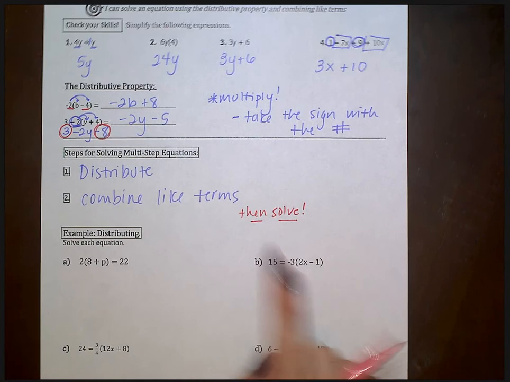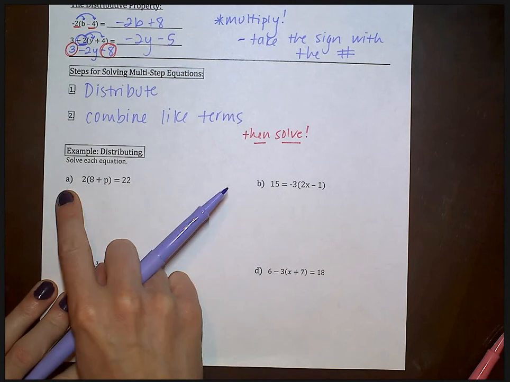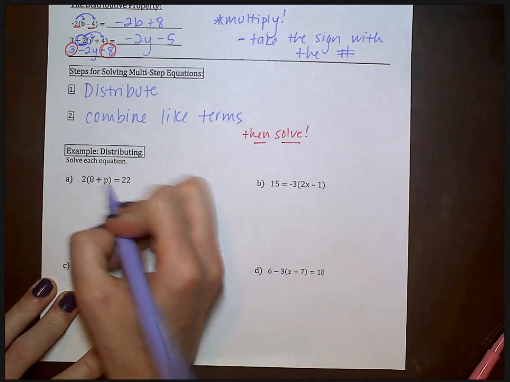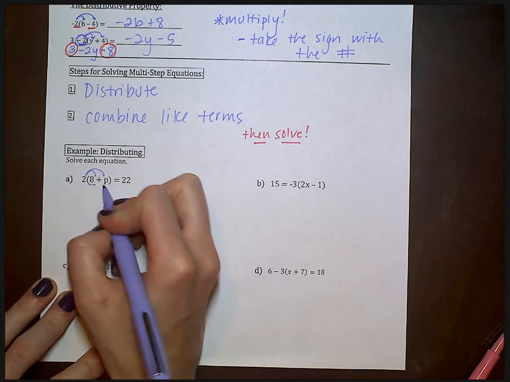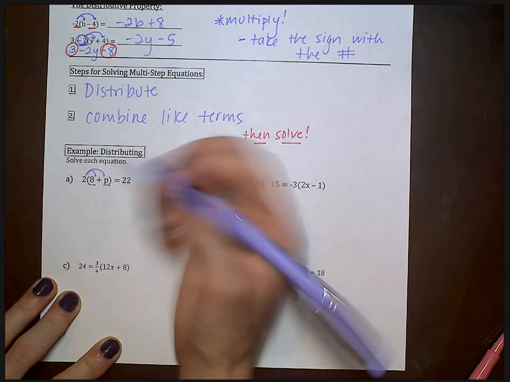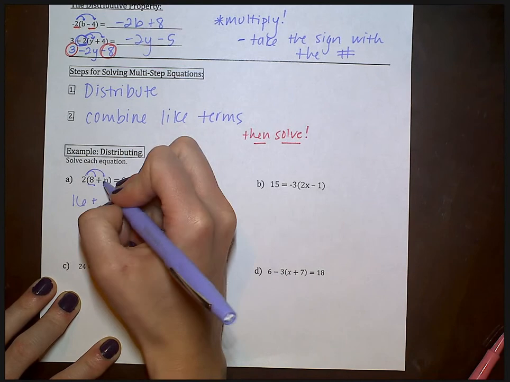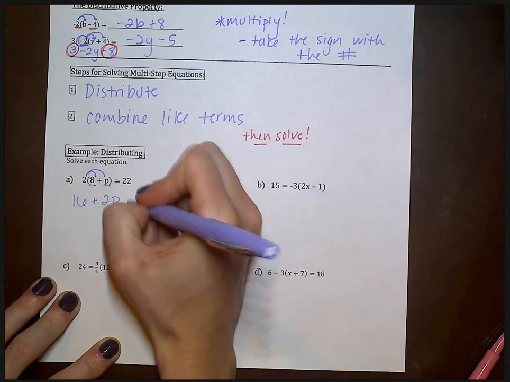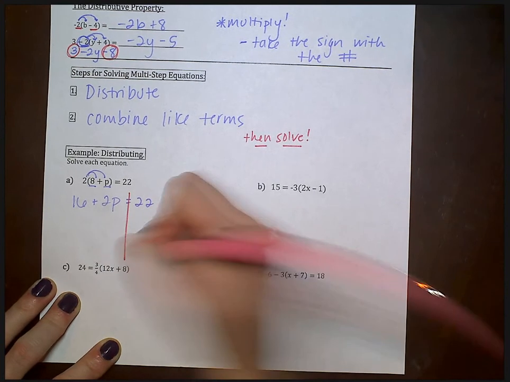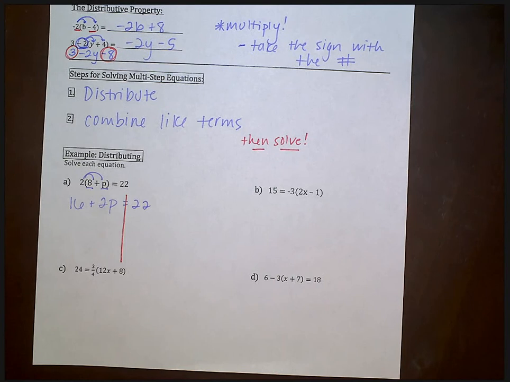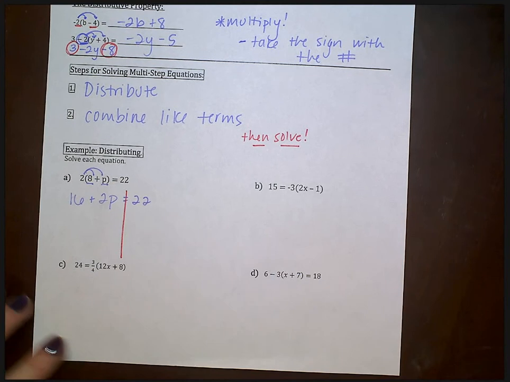All right, let's do a few examples. So these examples involve distributing. Problem A, I know I've got distributing. I see parentheses with the number sitting out front. So I'm going to multiply that 2 to both terms inside. 2 times 8 is 16, plus, you can just bring that sign down, 2 times p is 2p, and that equals 22. If it helps you, you can draw that line down the equal sign. That shows you what's on the left and the right. Hopefully you don't have to draw that, but if it's helpful, go for it.